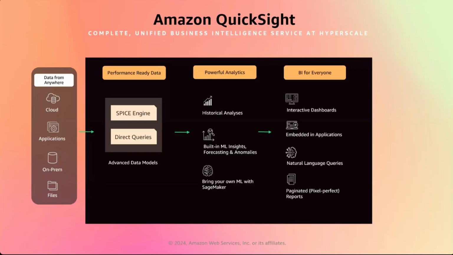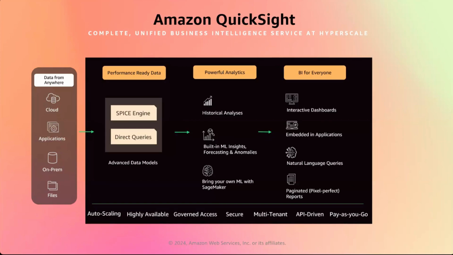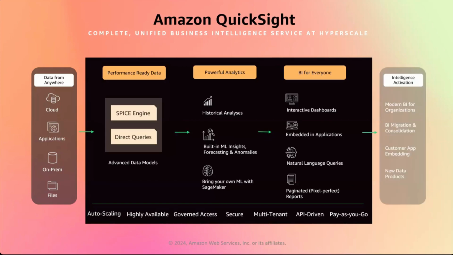These insights can then be delivered to everyone in multiple ways, like interactive dashboards, embedding in apps and websites, natural language querying with QuickSight Q, and paginated reports, or pixel perfect reports, like we're calling them now, to meet all your BI needs across different use cases. So QuickSight is built on a serverless auto-scaling architecture, as I mentioned before, that is highly available with a robust set of mechanisms to provide secure, governed access to data insights, which can include row-level and column-level security also.